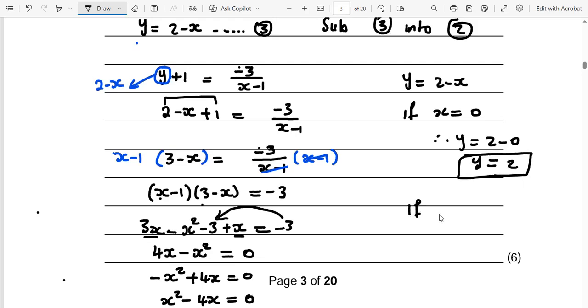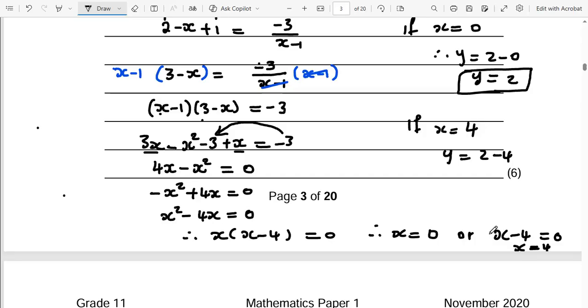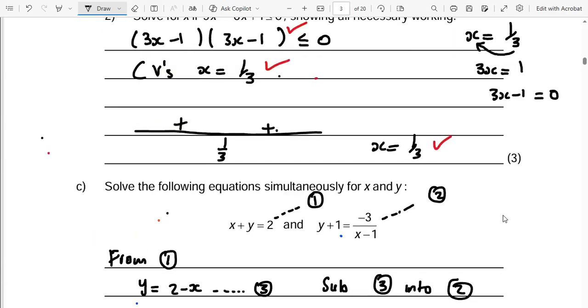You do the same if x is 4. So your y will be 2 minus 4, which is negative 2. So the other y value will be y equals negative 2. And that's it, ladies and gents. This is how you collect the marks.